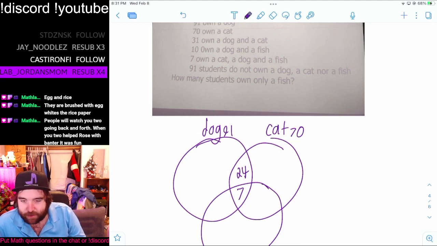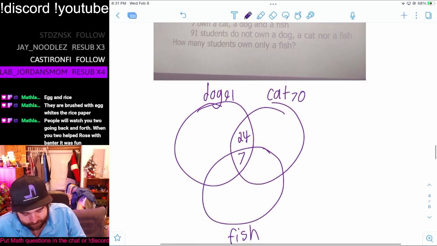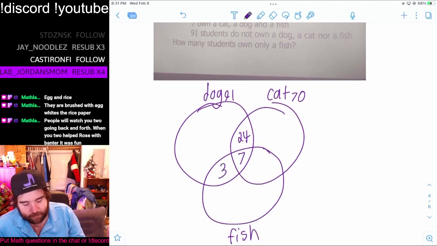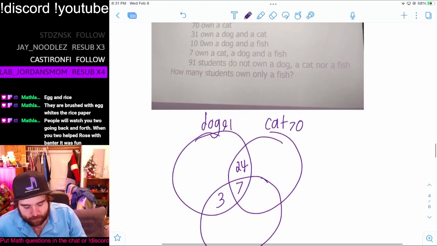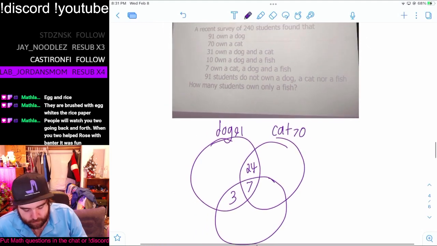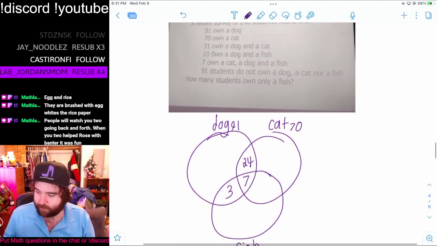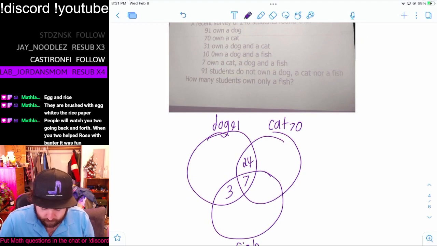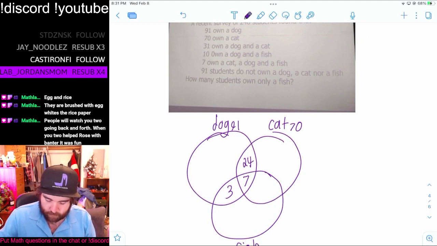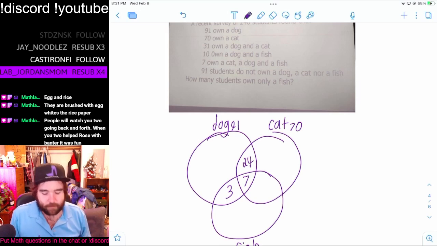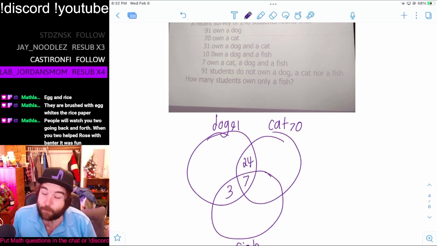That's definitely one of the tricky parts of this problem. 10 on a dog and a fish, so 3's got to go on the outside there. And then what happens here with the other cats? 31, 10 on a dog and a fish, 7 on a dog. There's none that own. 91 students do not own anything.